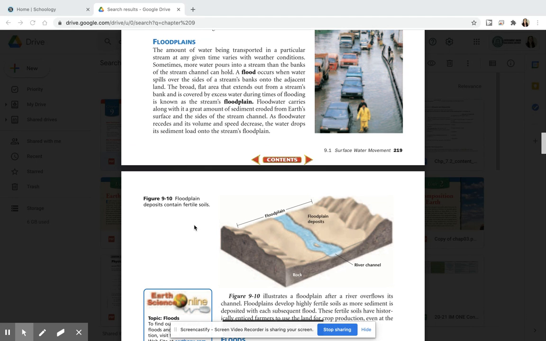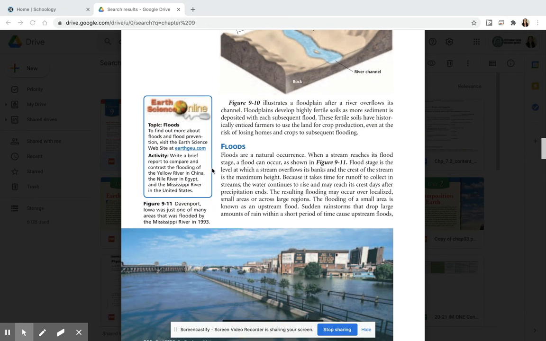Floodplains. The amount of water being transported in a particular stream at any given time varies with weather conditions. Sometimes more water pours into a stream than the banks of the stream's channel can hold. A flood occurs when water spills over the sides of a stream's banks onto the adjacent land. The broad, flat area that extends out from a stream's bank and is covered by excess water during times of flooding is known as a stream's floodplain. Flood water carries a great amount of sediment eroded from Earth's surface and the sides of the stream channel. As floodwater recedes and its volume and speed decrease, the water drops its sediment load onto the stream's floodplain.